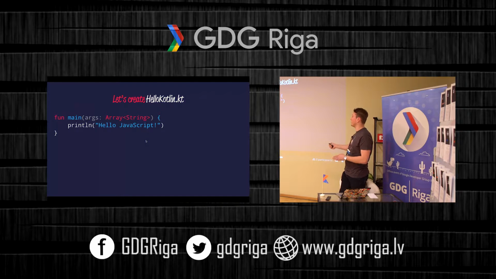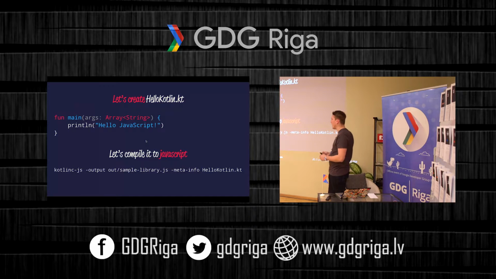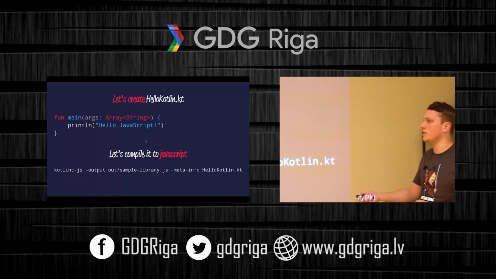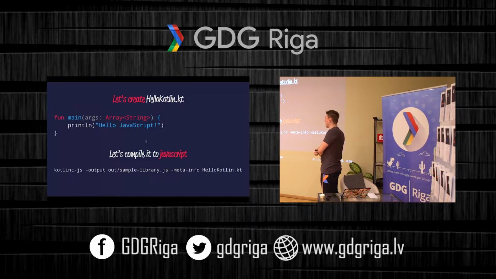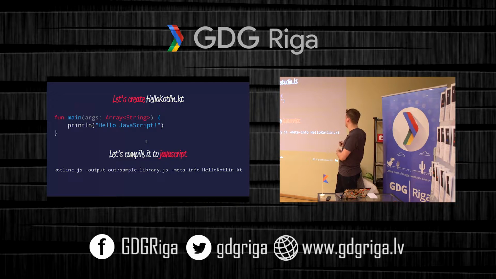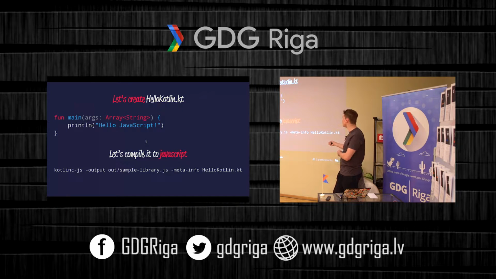We've written a Kotlin file. Now we can begin compiling it to JavaScript. And to compile the Kotlin file to JavaScript, what do you need to do? There is a Kotlin C-JS tool, the same as Kotlin compiler, but a Kotlin compiler for JavaScript. And you pass two parameters. First one is the file that you want to compile to JavaScript, hello kotlin.kt, and the second one is the output directory. So the meta info we'll speak about a bit later.